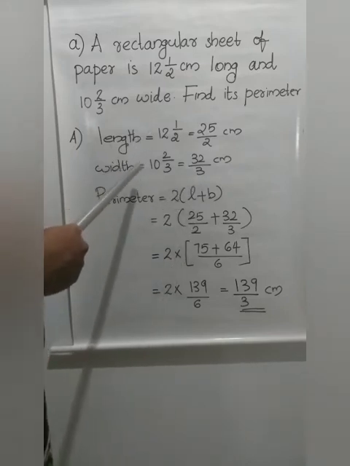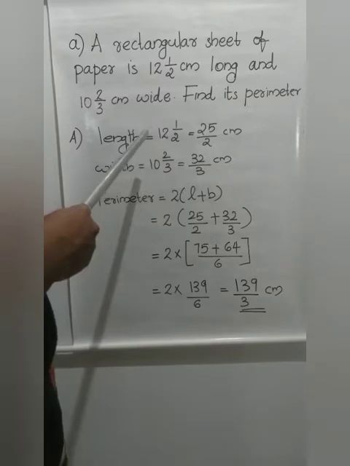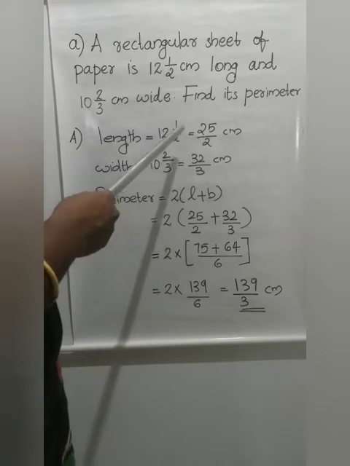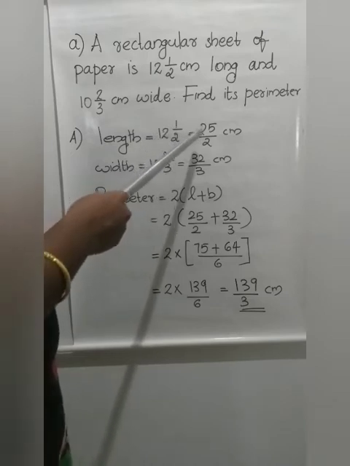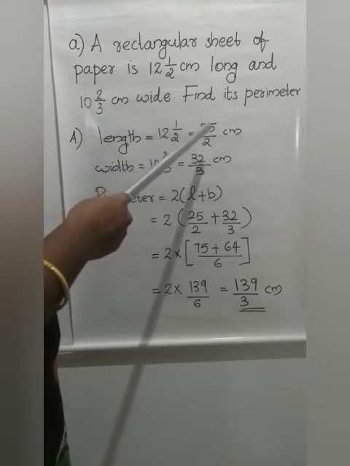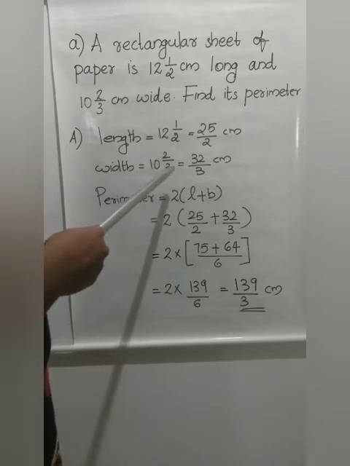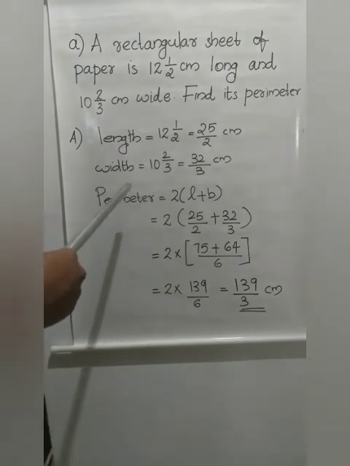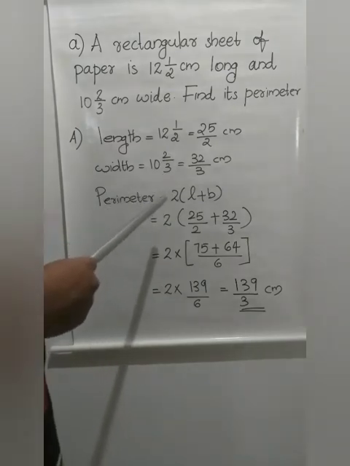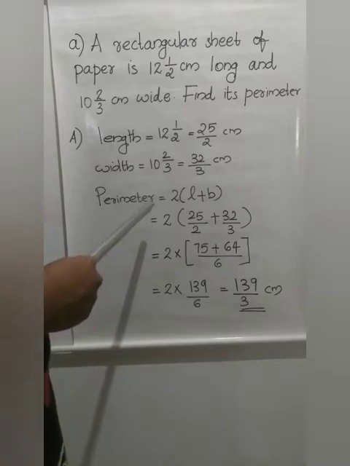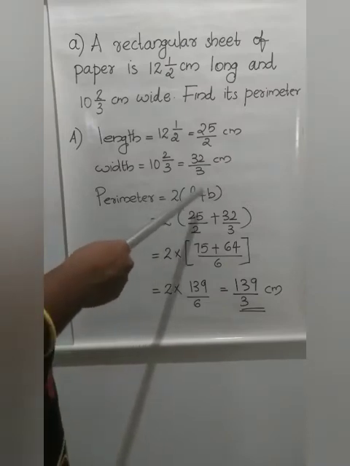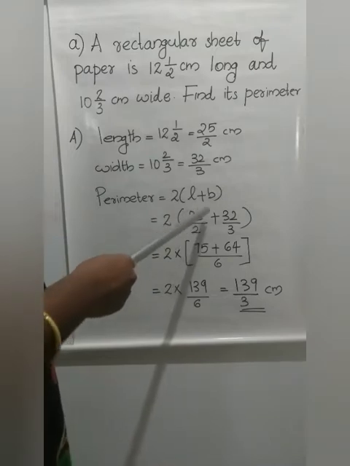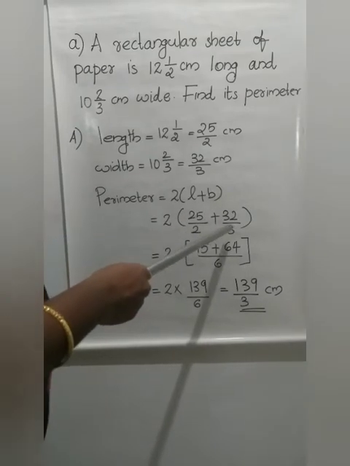Here, length and width are given as mixed fractions. So, first convert that into improper fractions. You know how to convert it. So, 12 1/2 converting, you get 25/2. And 10 2/3 converting, you get 32/3. Now, finding the perimeter. I said the formula for finding the perimeter of a rectangle is 2 into (length plus breadth). That means applying what we know, length is 25/2, breadth is 32/3.